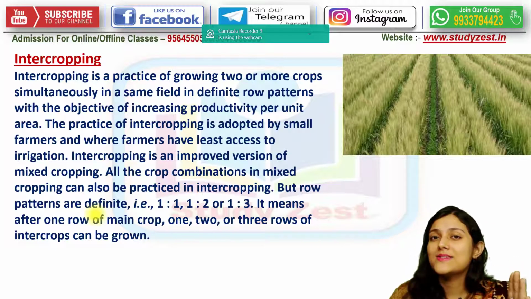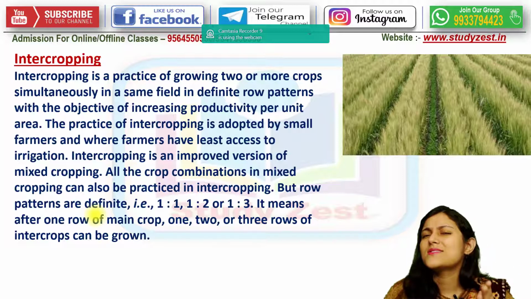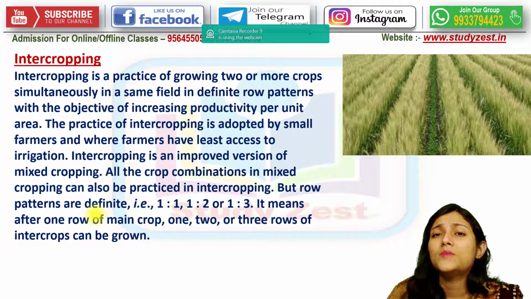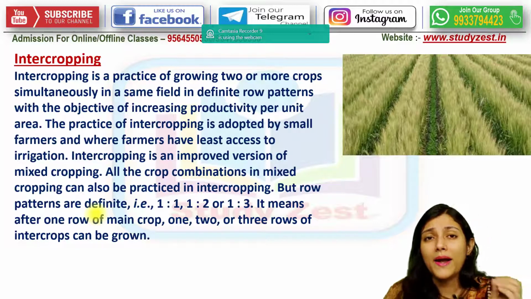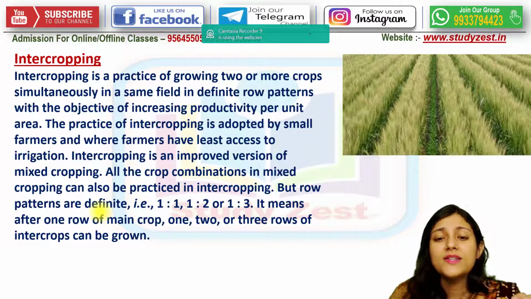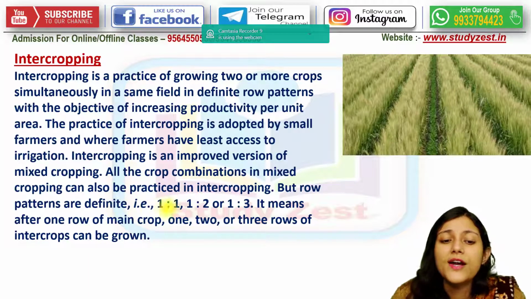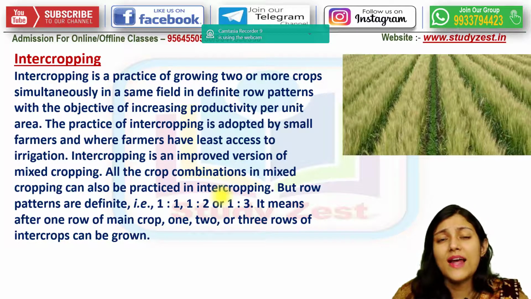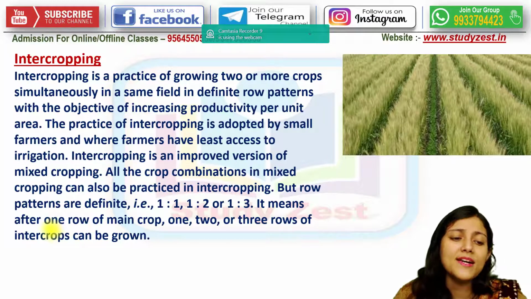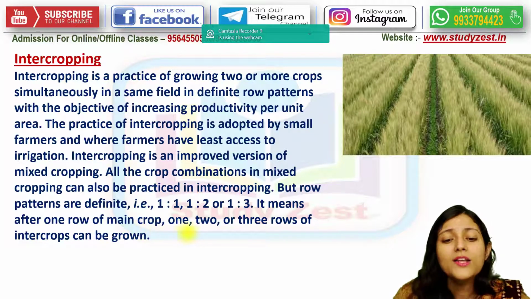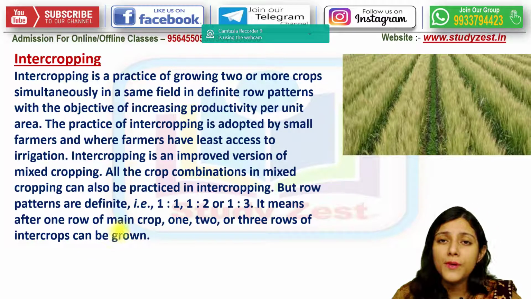In mixed cropping, definite or very specific row patterns are not necessary. Here, as it is the improvised version of mixed cropping, the crops can be same, crop quantity can be same, patterns of crops will be same, but the row patterns must be definite. If 1:1, then 1:1, if 1:2, then 1:2, means from where it will be started, at the end also the ratio should be same. It means that after one row of the main crop, 1, 2 or more than 2, that is 3 rows of intercrops can be grown. In this way it will be done.